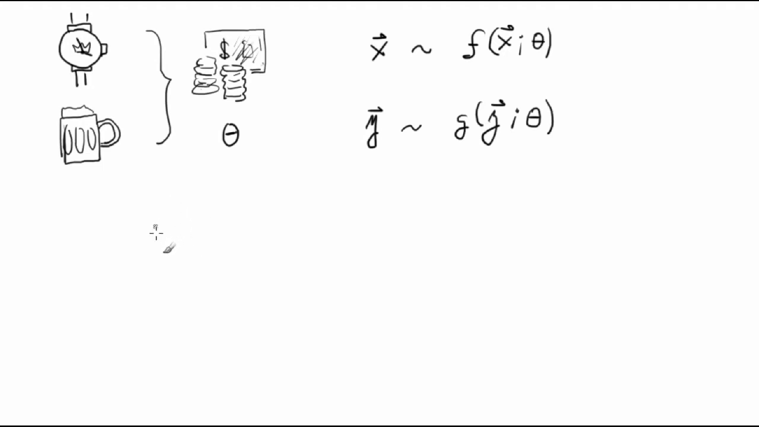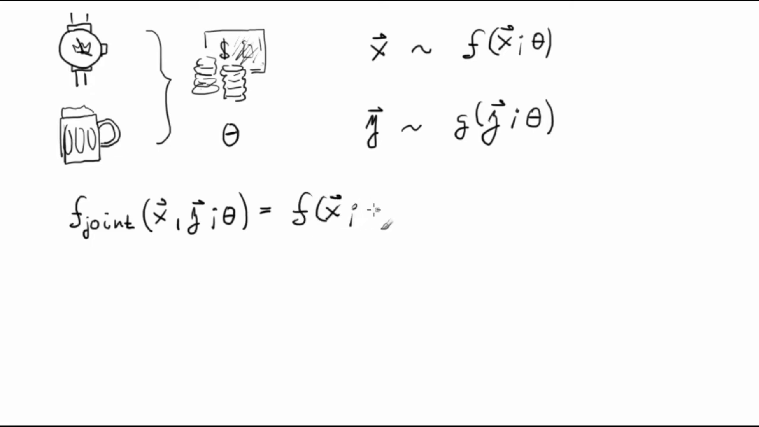Provided that the two measurements are independent, the joint probability density function is just a product of the two functions. F joint of x vector, y vector with parameter theta equals f of x vector with parameter theta times g of y vector with parameter theta. Therefore, the overall log likelihood function is a sum of the two log likelihood functions.